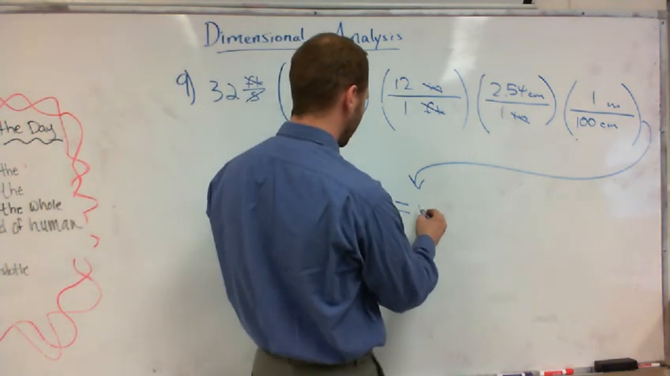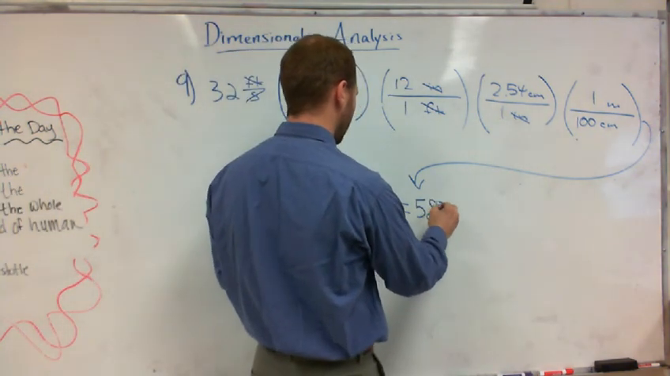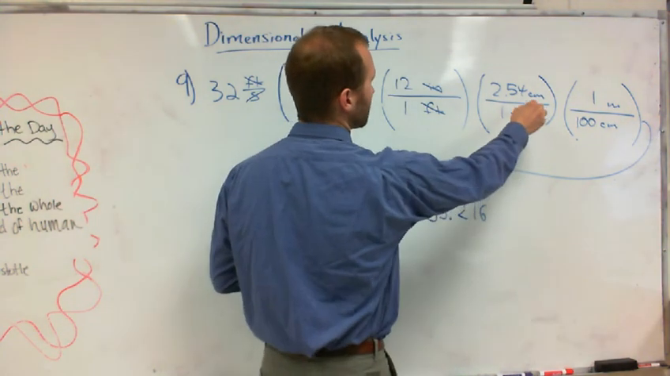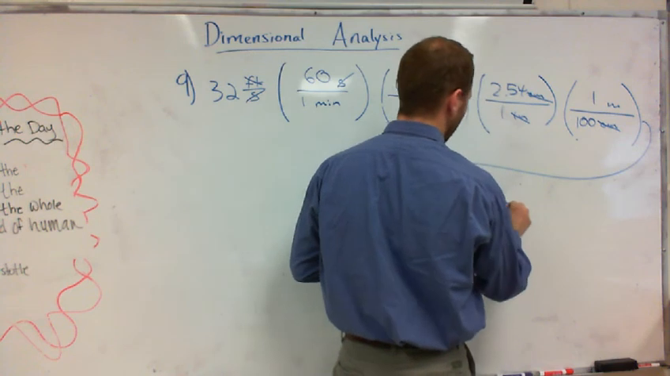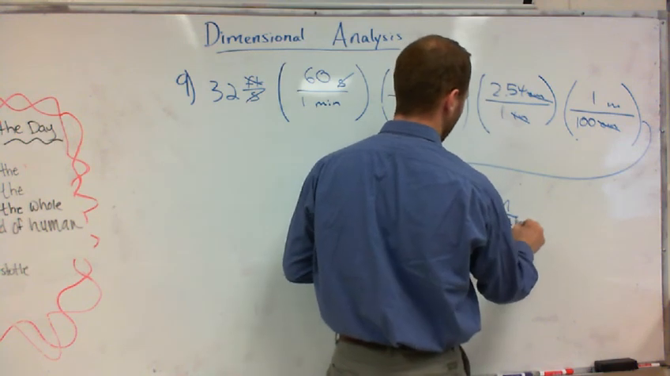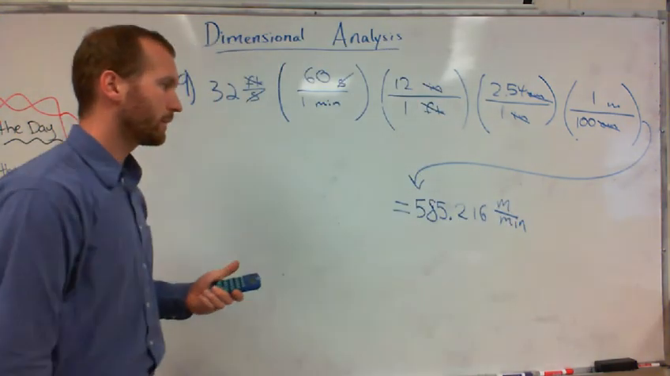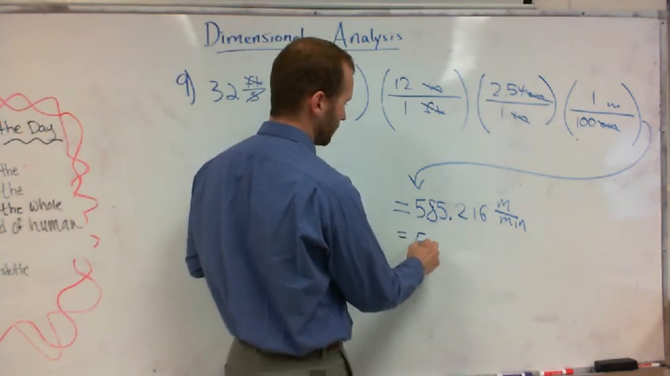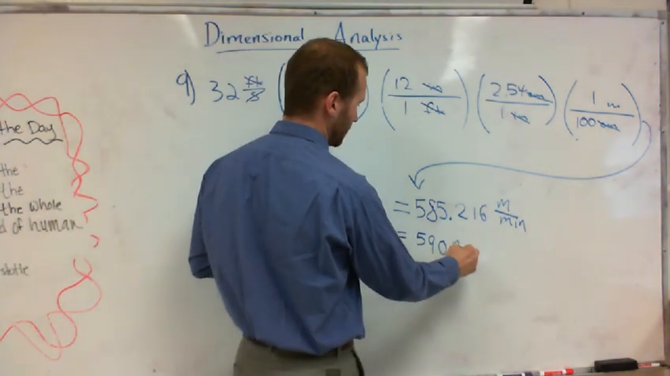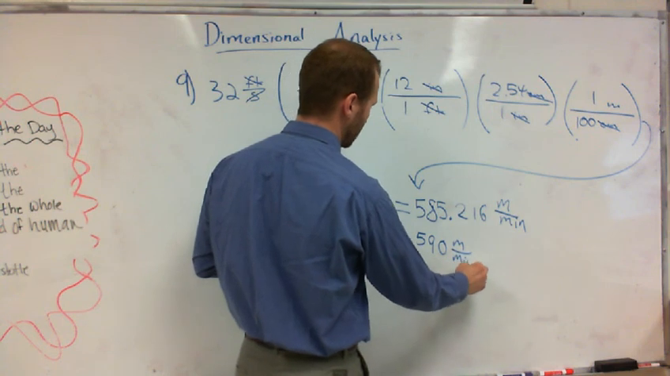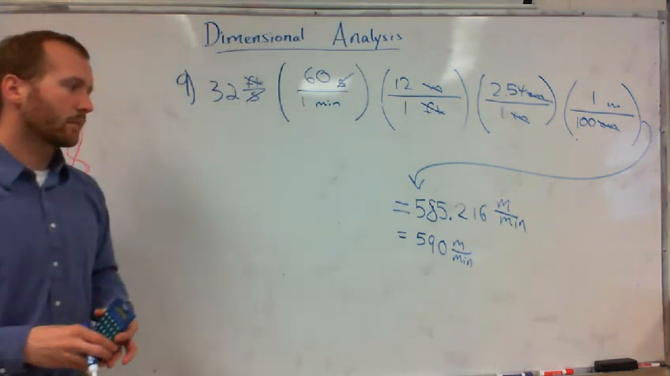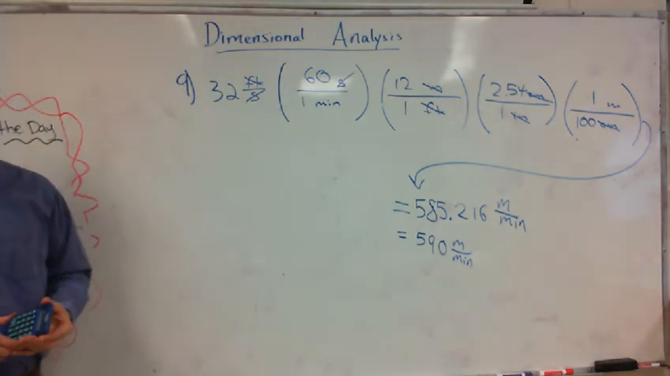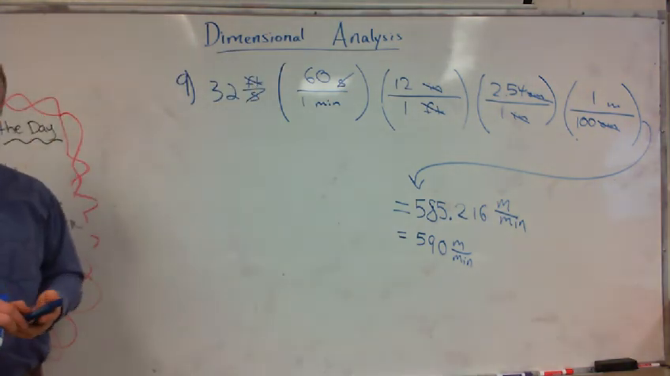And I got 585.216. My centimeters canceled, so my units are meters per minute. And then I had two numbers here, so let's round this to 590 meters per minute. Now, you guys see I had two digits here, and now I have two digits here. Basically, significant figures.